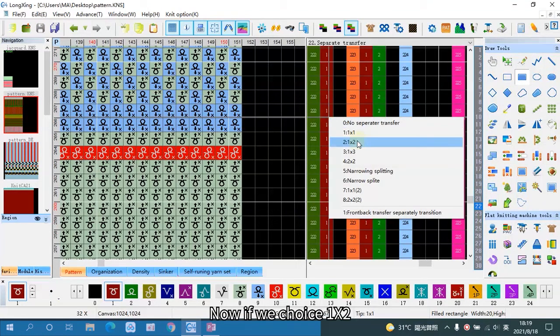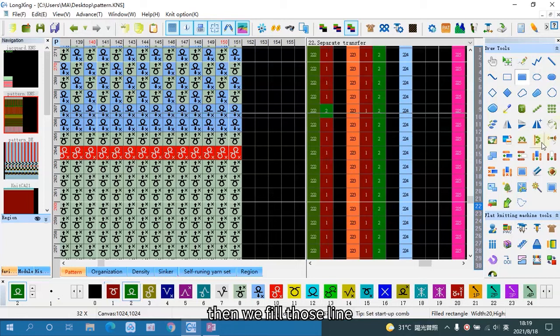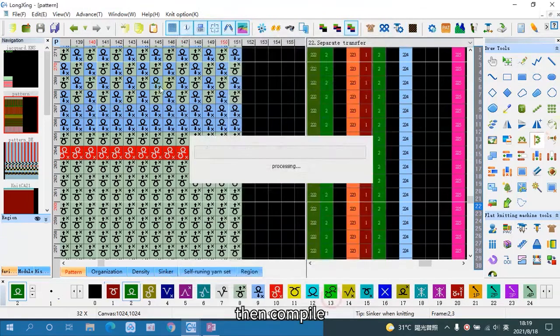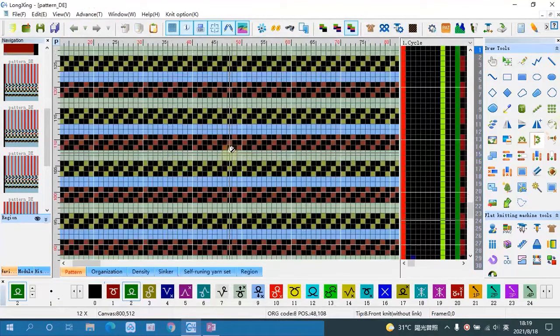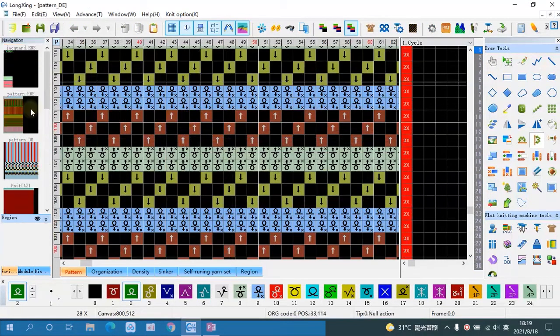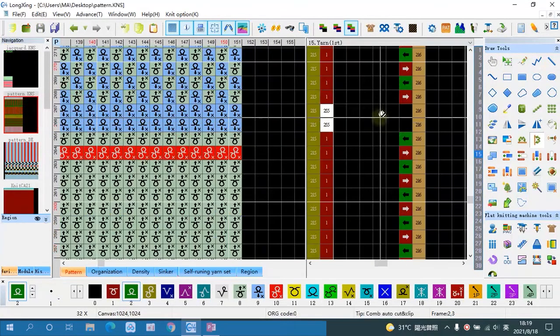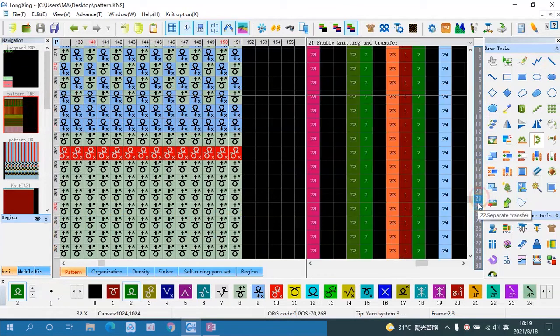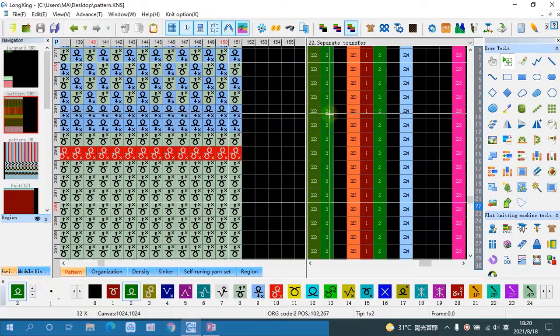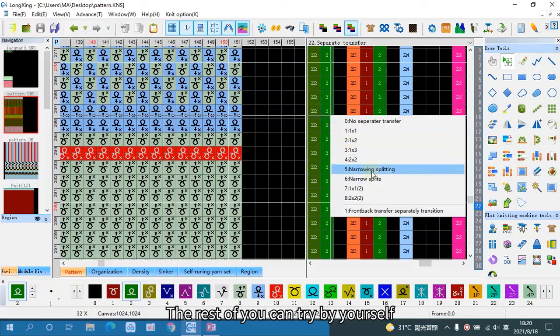Now if we choose 1 by 2, then we fill those lines, then compare. Now you can see the transfer is like this. The rest of you can try by yourself.